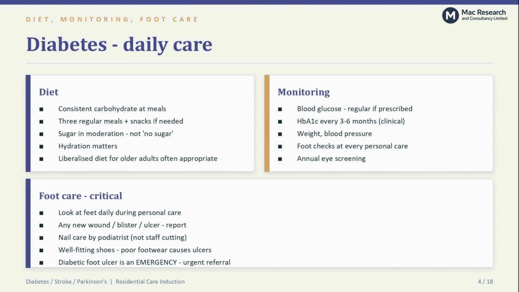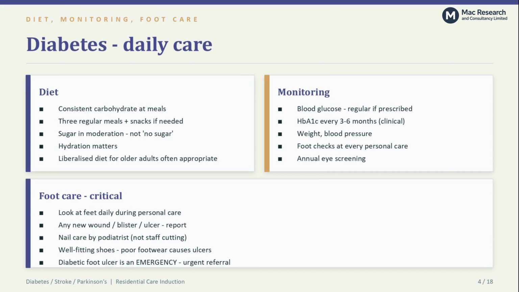Daily care for diabetic residents. Diet. Consistent carbohydrate at meals. The absolute amount matters less than consistency, particularly for those on insulin. 3 regular meals and snacks if needed. Sugar in moderation. The modern view is not no sugar, but consistent and managed. A slice of cake at a birthday party is not a clinical disaster for most residents.